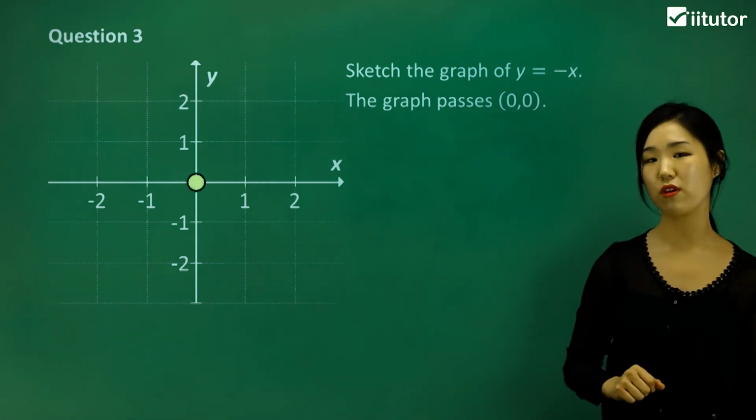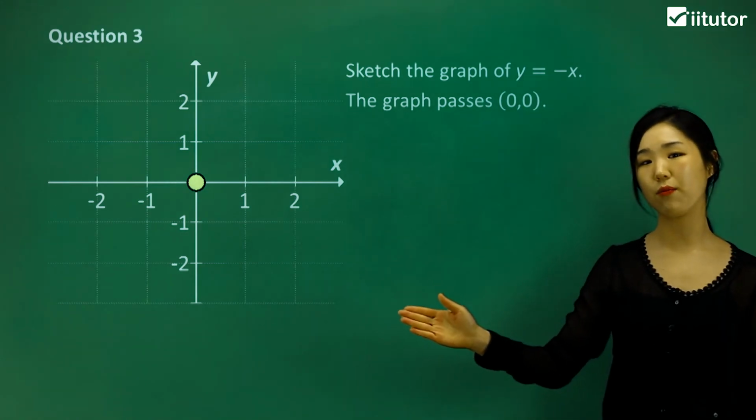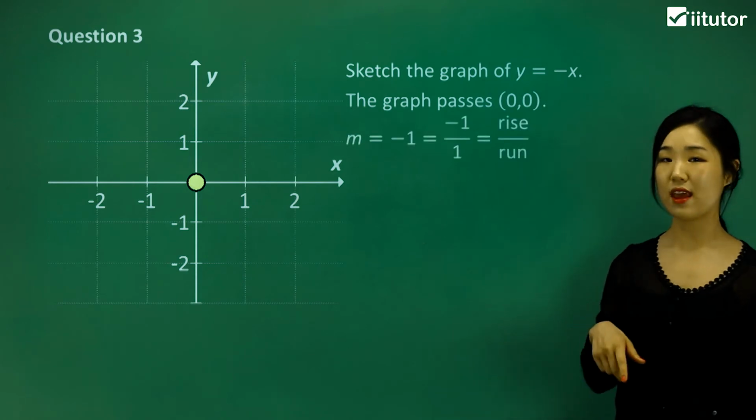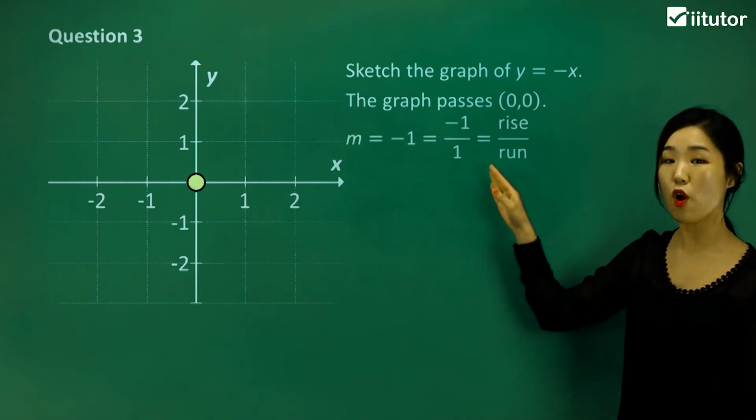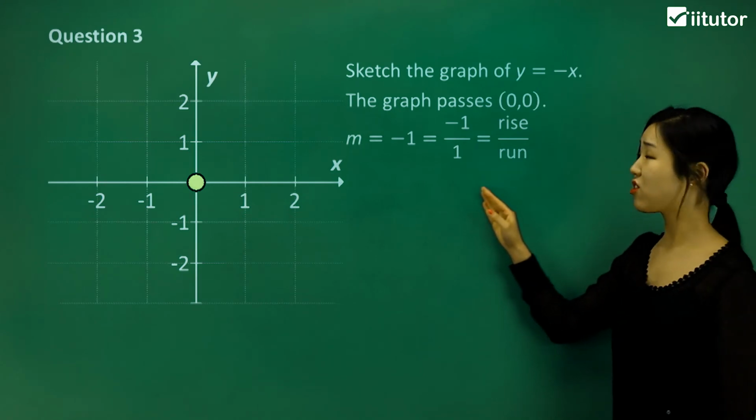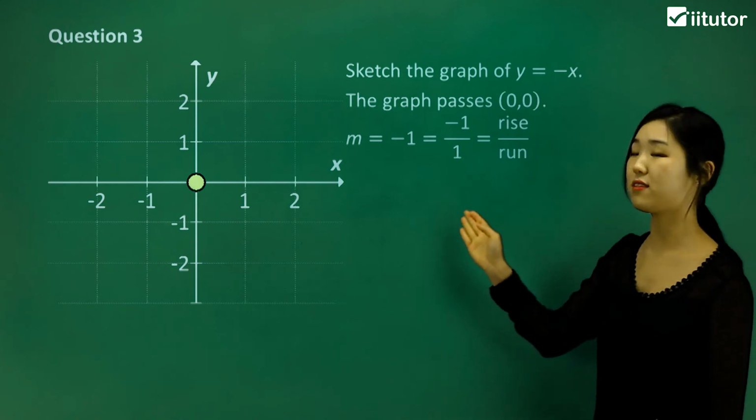So it passes through the origin again. Again, there's no constant following, so it must be 0, 0. Now, as I said, the gradient is negative 1. Now negative 1, you can see that negative 1 is negative 1 over 1. Now if you like, guys, you can do 1 over negative 1. Either way is fine, as long as the outcome is negative 1.